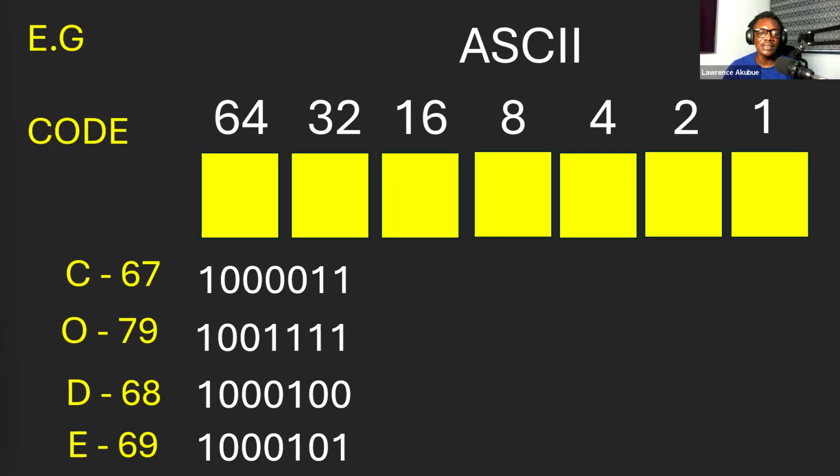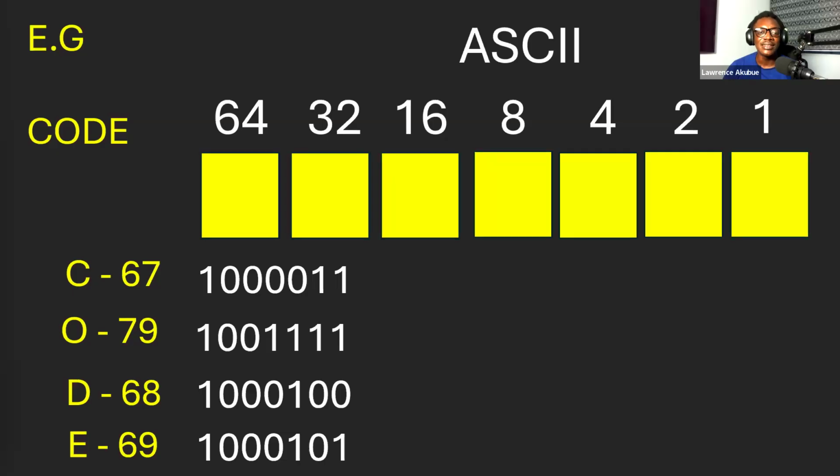Now the question is, how many combinations of those numbers you see there? Look at the boxes: 1, 2, 4, 8, 16, 32, and 64. How many combinations of them will give you a total of 67? And the answer is 64, 2, and 1. So you need to put on 64, and you need to put on 2, and you need to put on 1. When I say put on, it means you represent them with 1. Every other thing is 0.